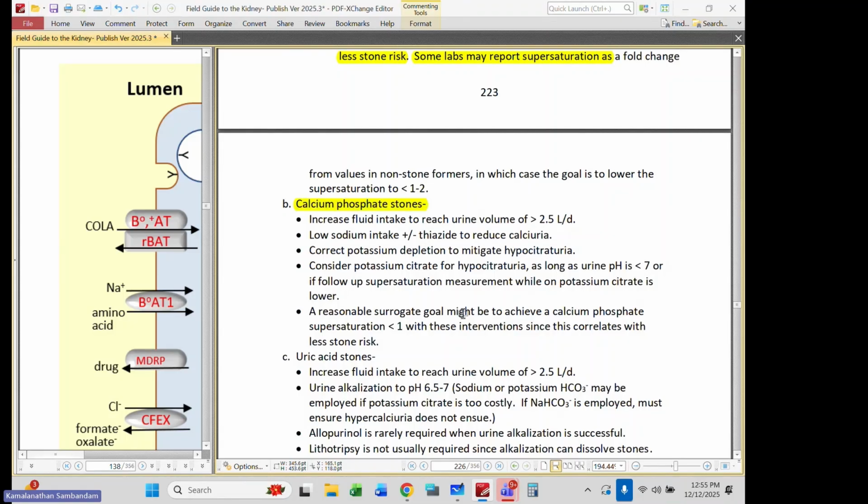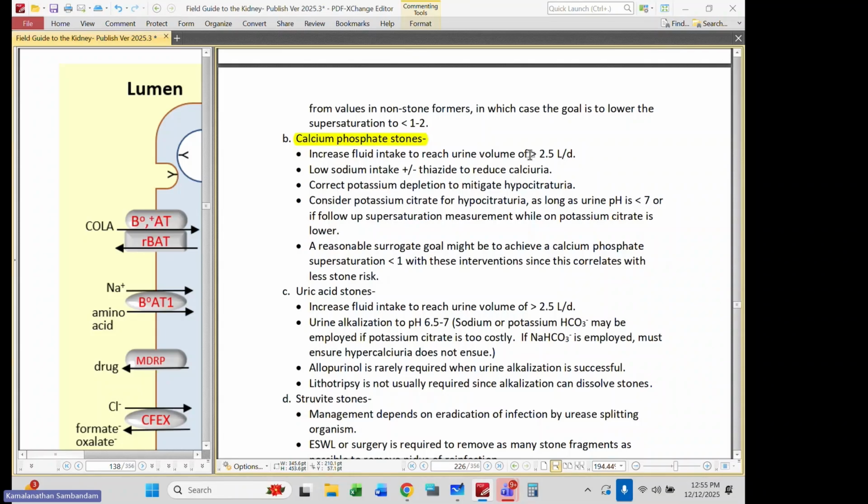Moving on to calcium phosphate stones. Again, similar things that you're going to do. I'm going to increase my urine volume. I'm going to reduce my urinary calcium excretion rates through low sodium diet plus or minus thiazides, right? All of that should make sense. I'm going to correct potassium depletion. Okay, we ended on that concept last time.